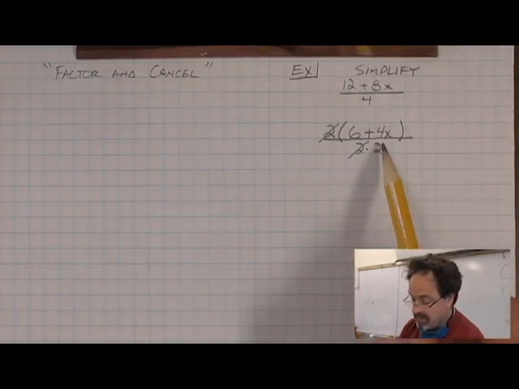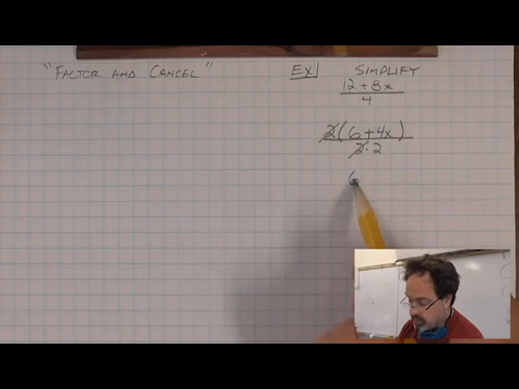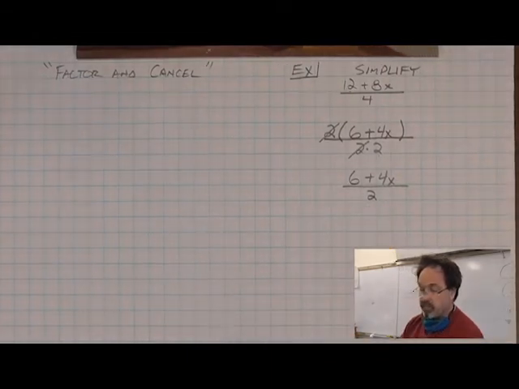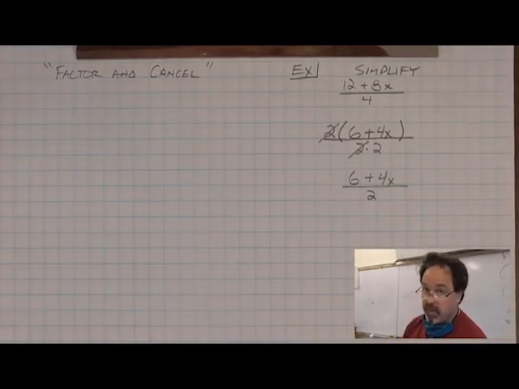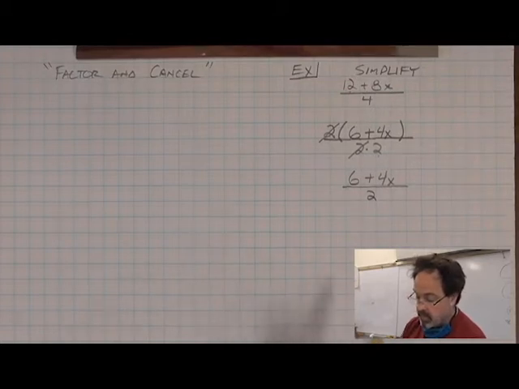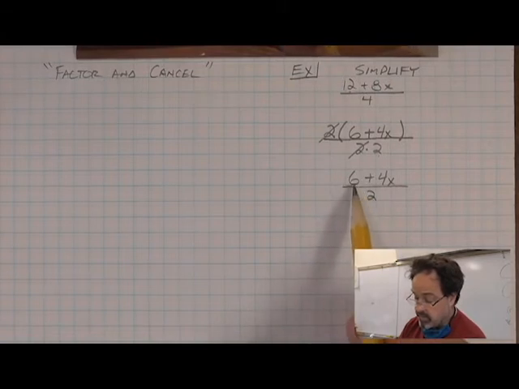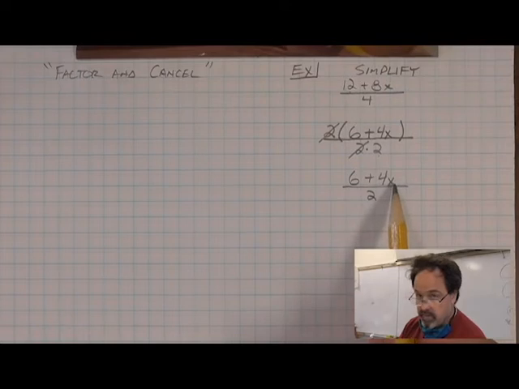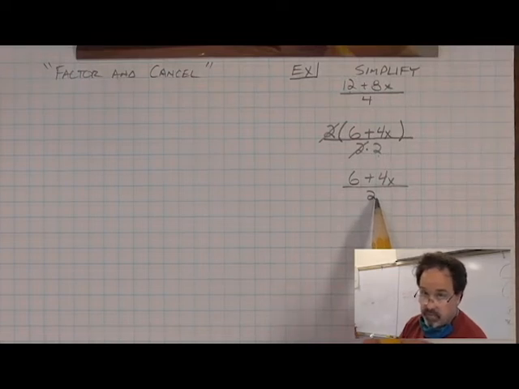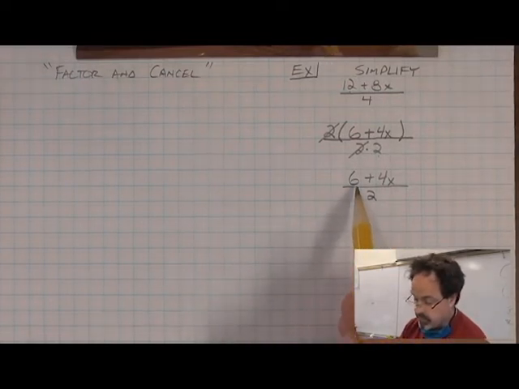So after factoring and canceling the 2, I have 6 plus 4x still being divided by this 2 that remains. And I'm not finished simplifying until I can do everything possible. I can factor and cancel again because I can see that a 2 divides 6 and a 2 divides 4x. And when I factor out a 2, it'll be a common factor with this one in the denominator, and I'll be able to cancel it as well. Let me go through that process.